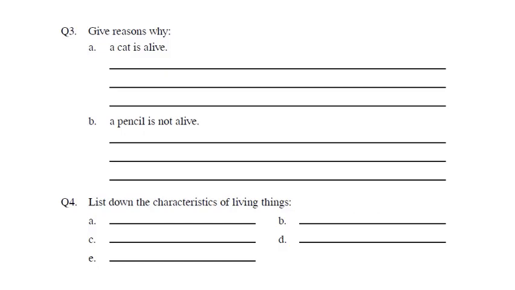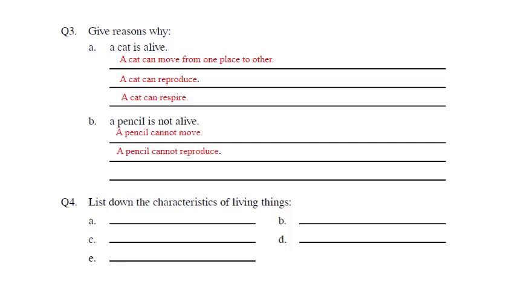Question 3. Give reasons why. A. A cat is alive. A cat can move from one place to another. A cat can reproduce. A cat can respire. B. A pencil is not alive. A pencil cannot move. A pencil cannot reproduce. A pencil cannot respire. Question 4. List down the characteristics of living things. Movement, respiration, growth, food, and reproduction are different characteristics of living things.